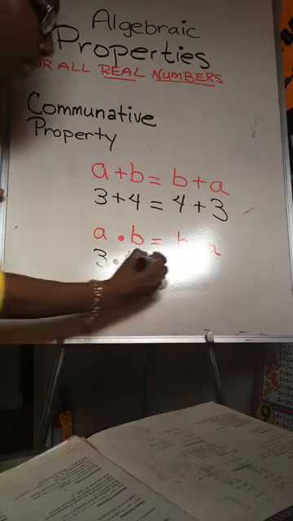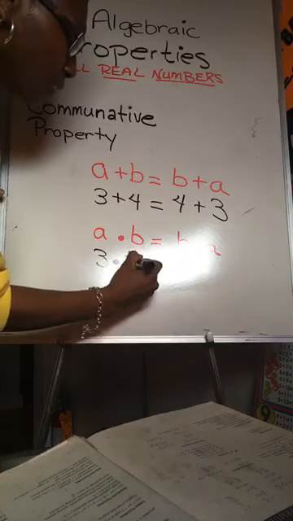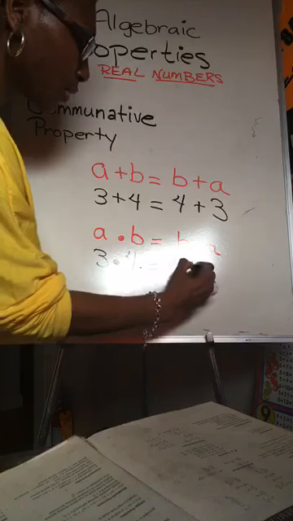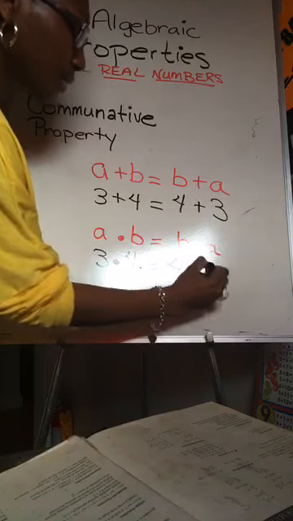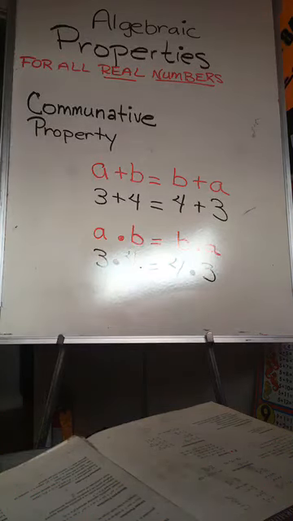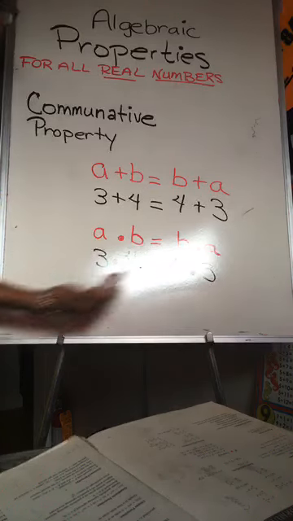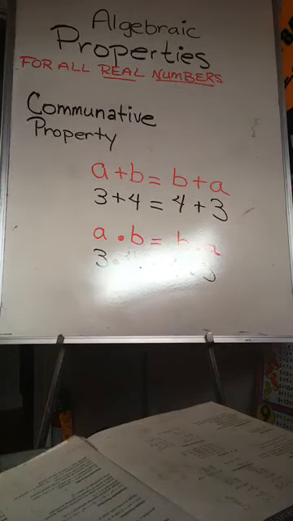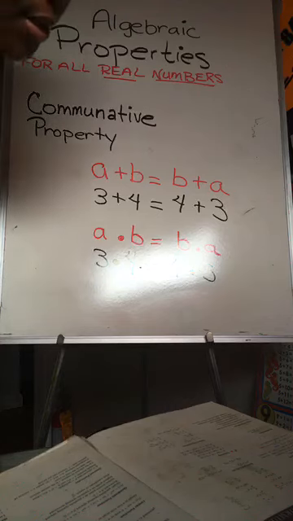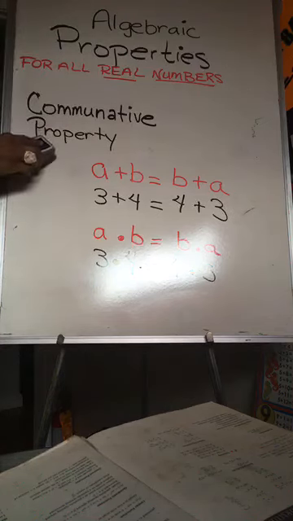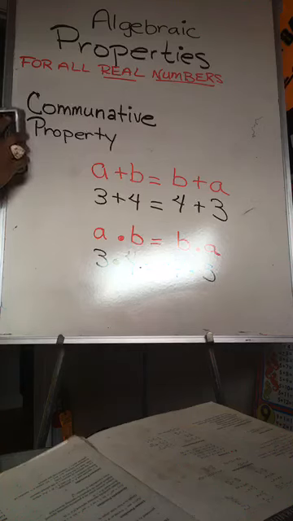That's A times B equals, now B is 4. 4 times 3. All right, all we're doing is just switching locations, switching your place. Okay. All right, let's move on to our next property. So this is the commutative property, and now we're going to do the next property.